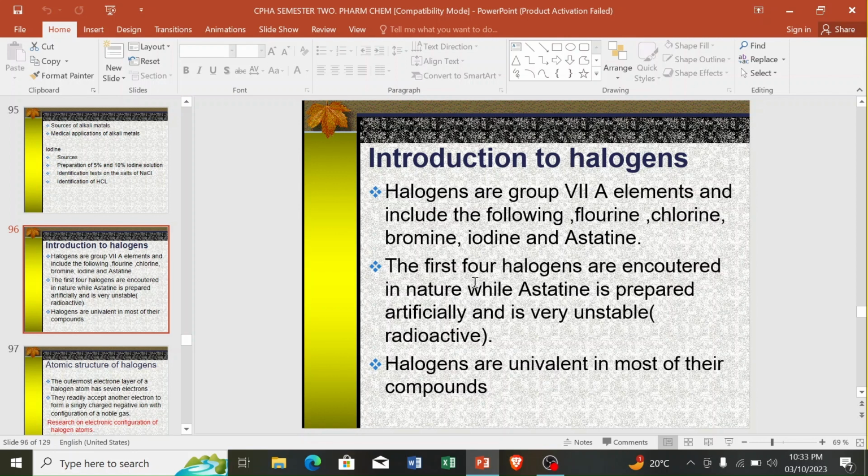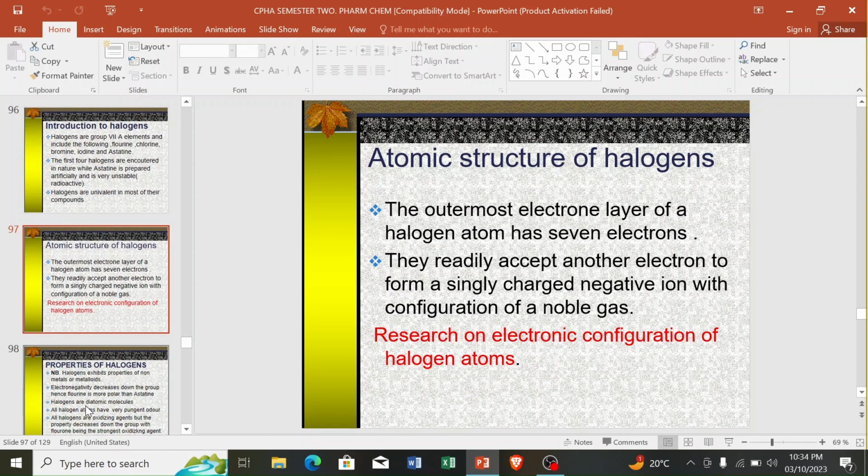So the first 4 halogens, that is fluorine, chlorine, bromine, and iodine, we can encounter in nature, while astatine we don't find in nature. In case we need it, we have to prepare it. Why? Because it's very unstable, and the instability is brought by its radioactive property. So we cannot easily find it in nature. Halogens as well are univalent in most of their compounds. Univalent meaning they have one valence, or we can also call them monovalent, which is the same as univalent, having one valency.